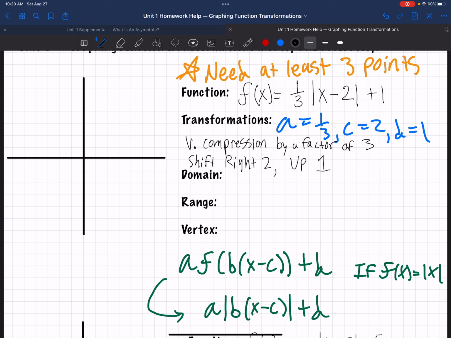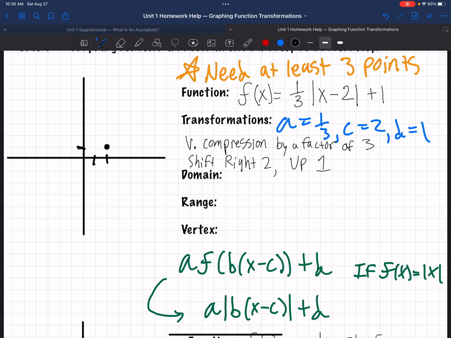The first one is easy because you can get it by just thinking about the vertex. The original vertex for an absolute value would start here at 0, 0, right? But it's shifted right 2 and up 1. So I'm going to go, let's say 2 to the right, 1, 2, up 1, right here. I know that that's going to be my vertex. So I found the vertex doing that.